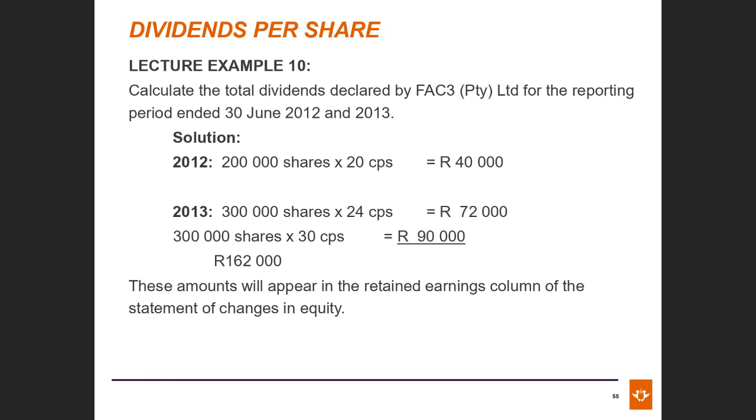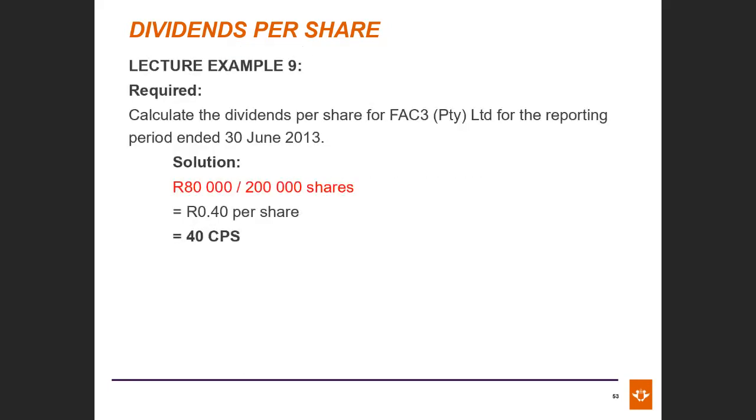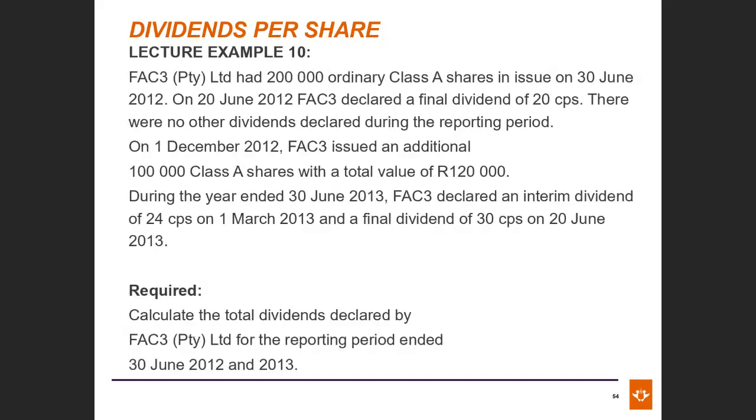Okay, so this is an important question. Why wasn't the 100,000 shares added in 2012? Because according to the scenario, they bought the shares on December 2012. The reason is that when we're looking at this example, you need to look at the year end. So the year end 30 June 2012, what is the period for this year end? It will be the 1st of July 2011 to 30 June 2012. So that will be the reporting period for the year ended 30 June 2012.